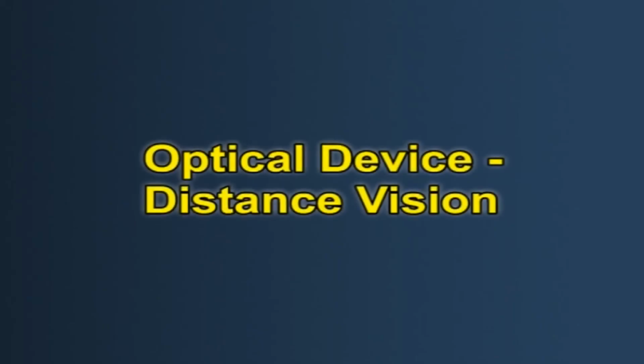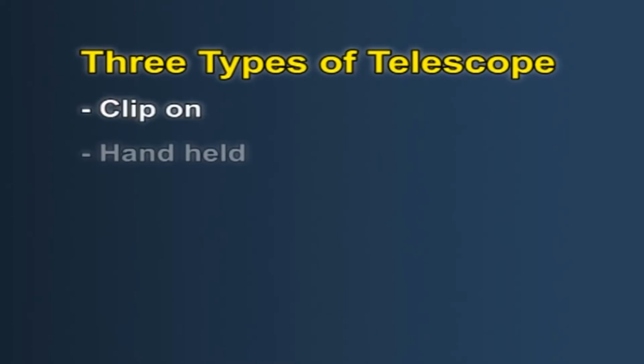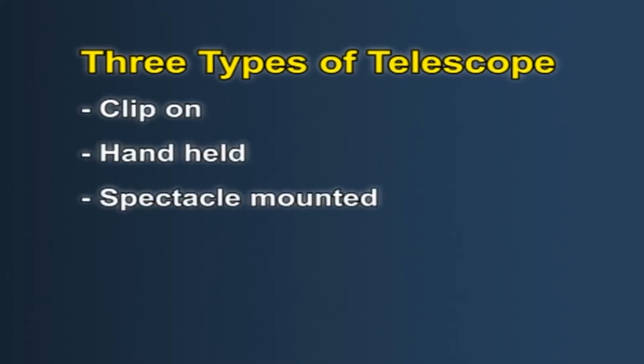We will now have a look at the devices that aid in distant vision. Telescope helps the people to improve the distance vision. Objects appear to be closer and it is hard to judge distances properly, so it is best not to use telescopes while walking around. Three types of telescopes are available. They are the clip-on, handheld and the spectacle mounted.